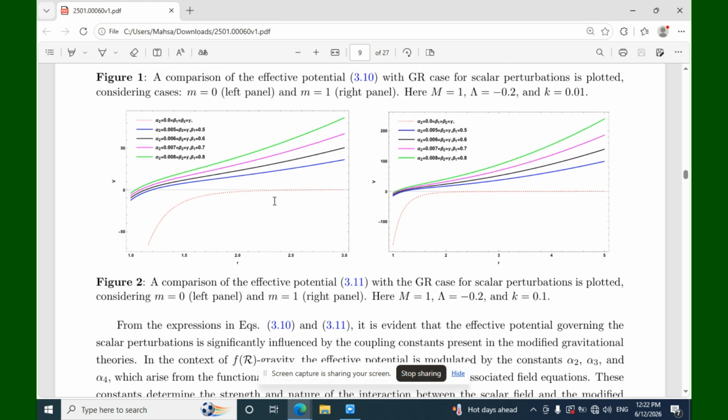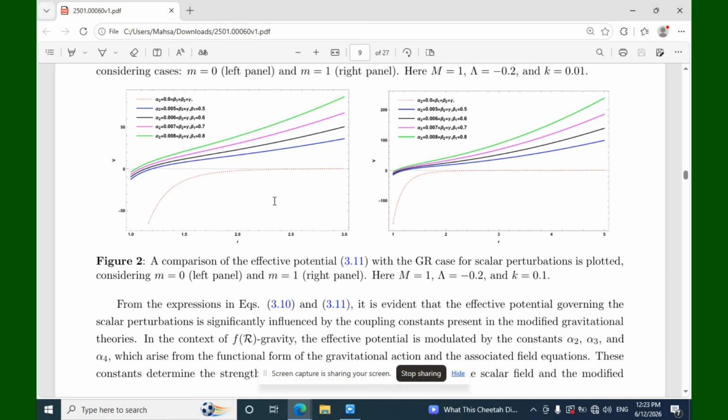0.01. Figure 2 illustrates a comparison of the effective potential based on equation 3.11 with the general relativity case for scalar perturbations, considering m equal to 0 in the left panel and m equal to 1 in the right panel. Here m is equal to 1, alpha is equal to minus 0.2 and chi is equal to 0.1.